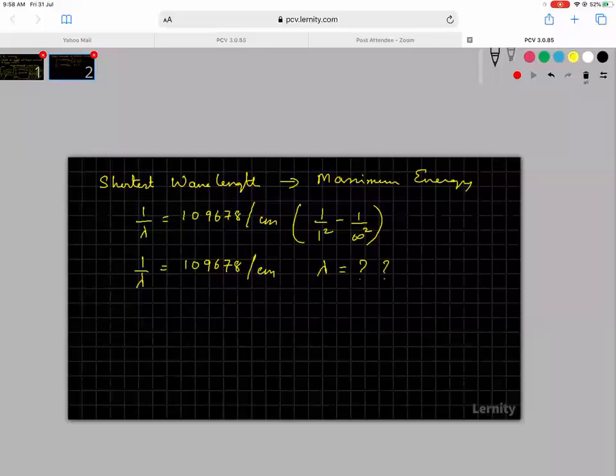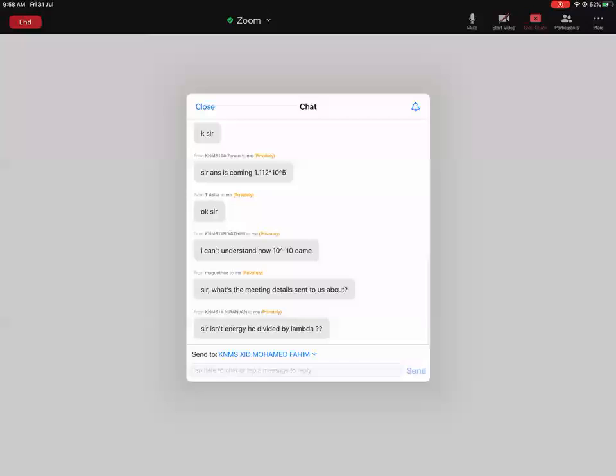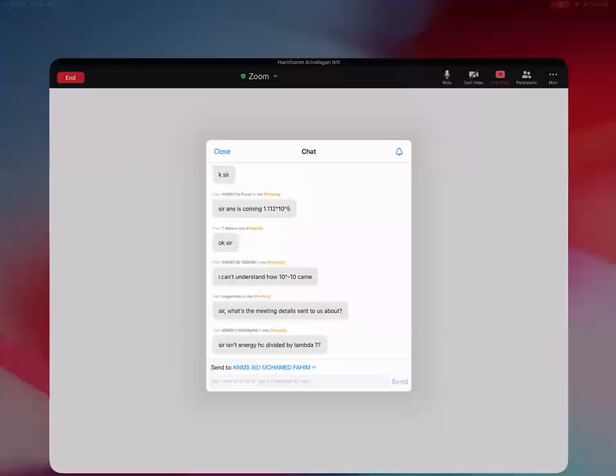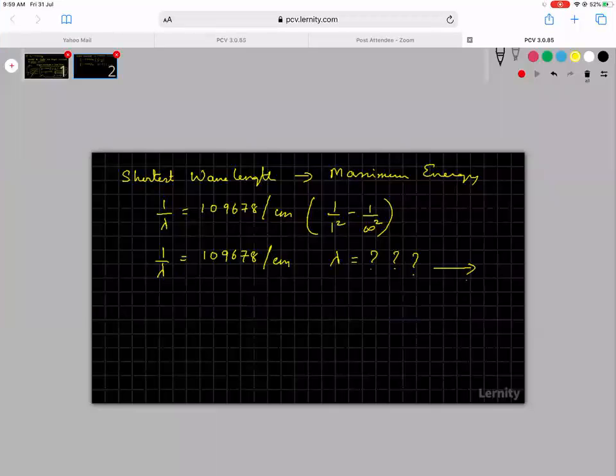Can anybody find out what this value is and then tell what is the answer? No, Niranjan, energy is not hc by lambda here. There are different ways of finding it out. I am only trying to find out what is the value for 1 by lambda. You can find out by hc by lambda, I have no problem. They have given you this data, so from this data, that is the only way you can find out.